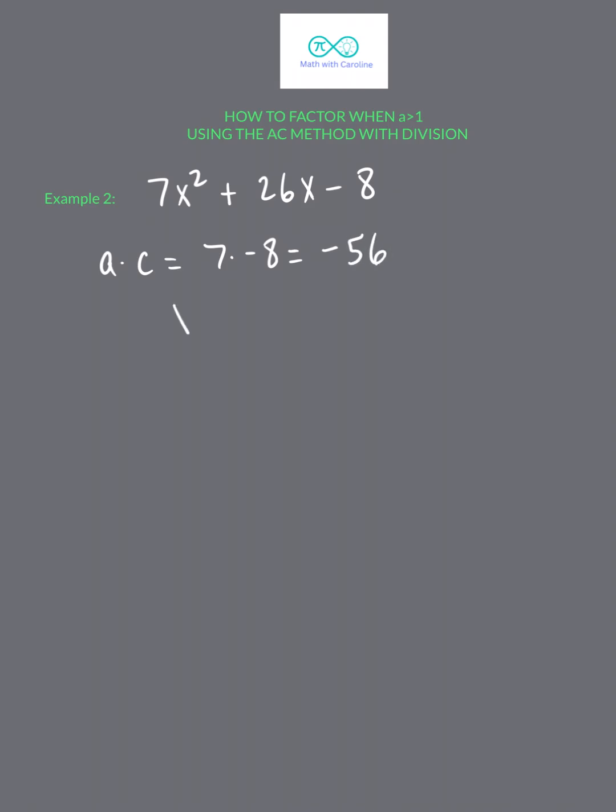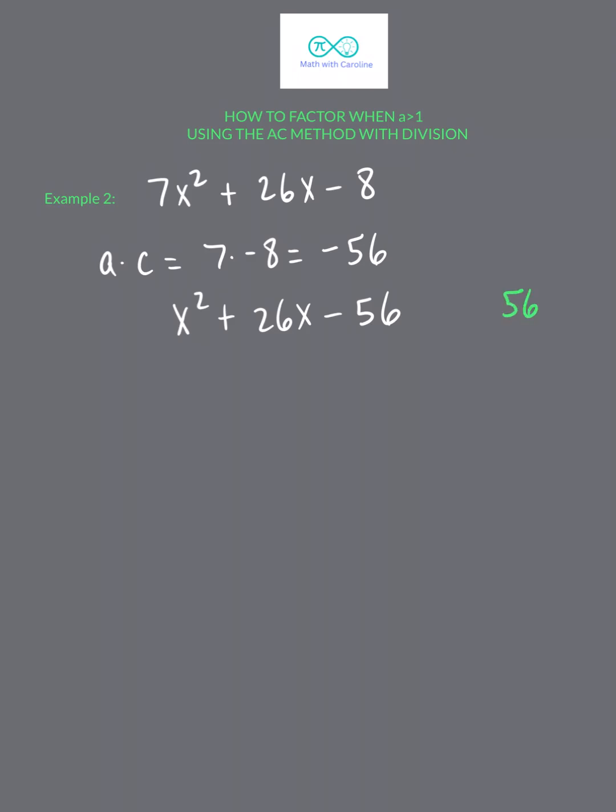Then our second step is that we rewrite our equation with an a value equal to 1. And we keep this the same. And then we substitute this AC in for here. Now we just need to find two numbers that multiply to -56 and add to 26. You can use a calculator to do that if you need to, and you might have to write down some factors to figure out what those factors would be.